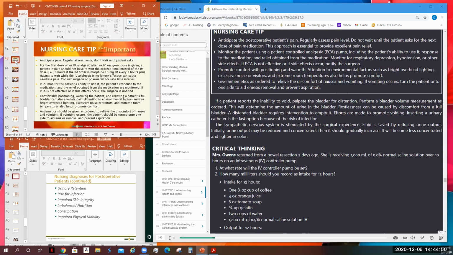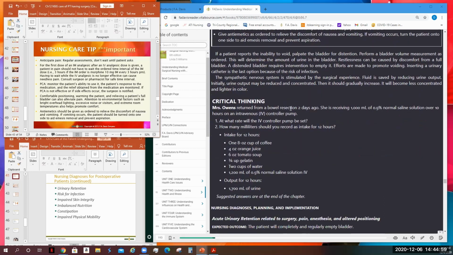If vomiting occurs, turn the patient onto one side to aid emesis removal and prevent aspiration. If a patient reports the inability to void, palpate the bladder for distension. Perform a bladder volume measurement as ordered. This will determine the amount of urine in the bladder. Restlessness can be caused by discomfort from a full bladder. A distended bladder requires intervention to empty it.